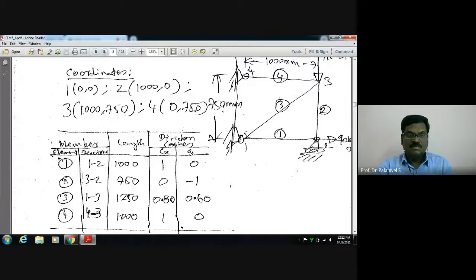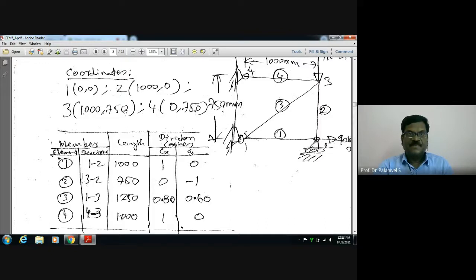Next, coming to member 2. The description is 3, 2. 3 is here, 2 is here. So 2 minus 3 you have to write. 2 is here. 1000 minus 1000 divided by L. So Cx is 0.